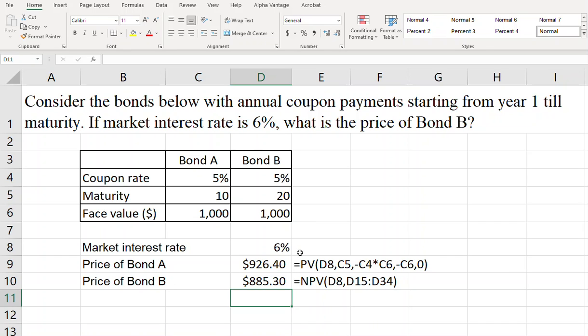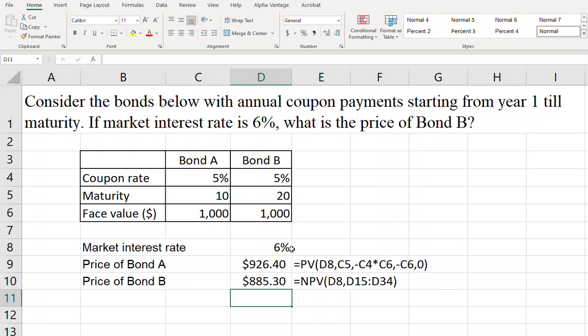And that makes sense. Why? Well, we get a coupon rate lower than the market rate by 1%. And bond B has a longer maturity, so the cash flows out in the future are more impacted than the near term. That is, there will be a reduction in value.